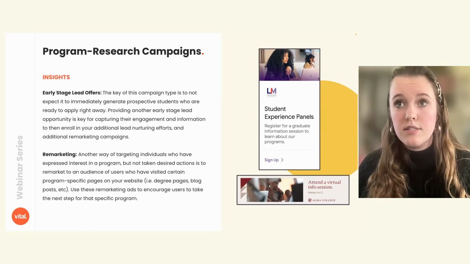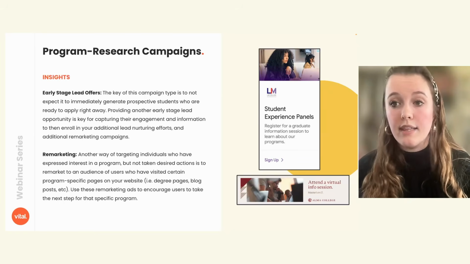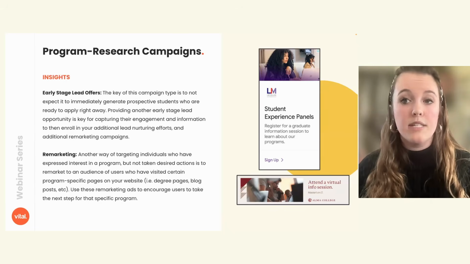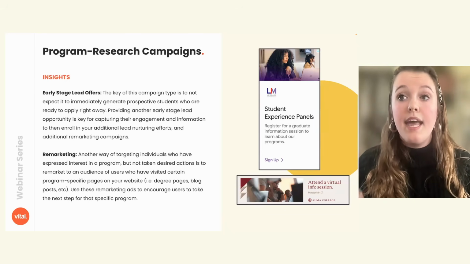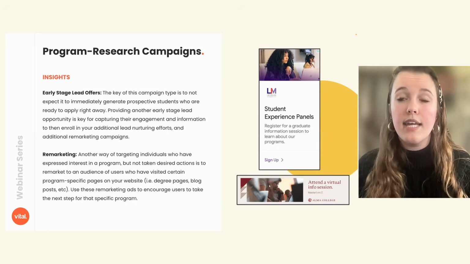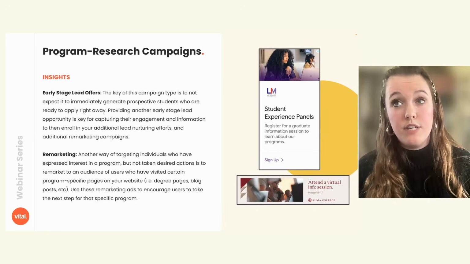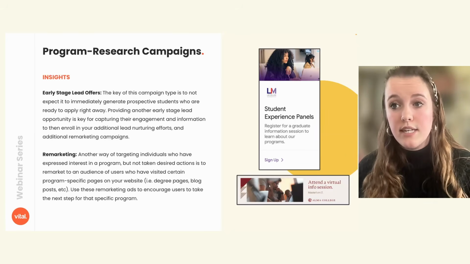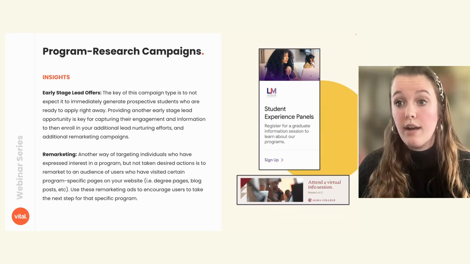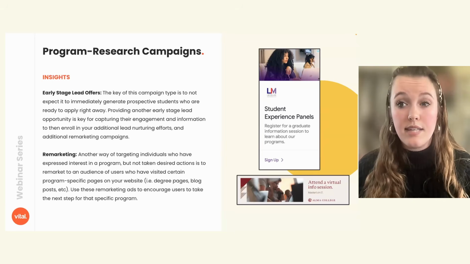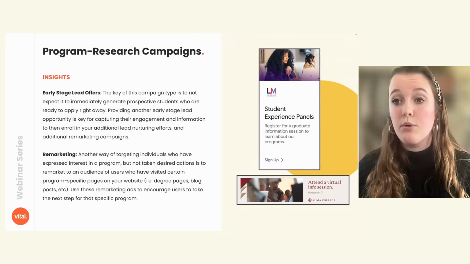We're not expecting students to make solid decisions, but we're still providing them with content and establishing us as a credible resource for what type of degree they ultimately decide on. And again, these are great for remarketing. This is one of the most specific types of remarketing where you can actually target individuals who have clearly expressed interest in a program. So if you have these early stage lead offers, you can remarket to those who have submitted their information, but you can also remarket to users anywhere on the site where they've visited anything program specific.